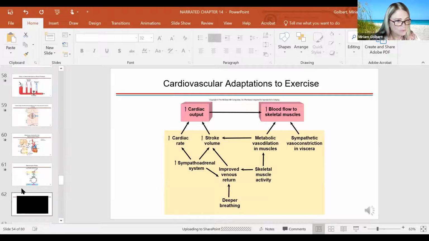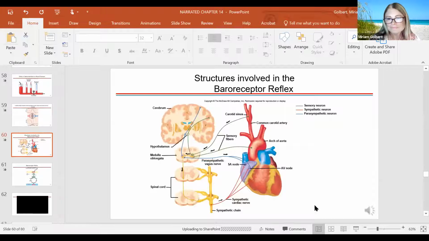Oh, this is important. The baroreceptors. So we learned baroreceptors, I think it was chapter 10. Baro means pressure. So we have these little baroreceptors in the carotid artery, the common carotid, which is the major one that sends blood to the brain. And we have them in the aortic arch.